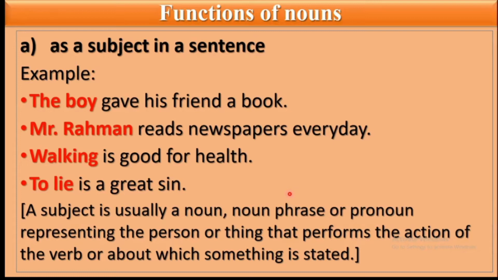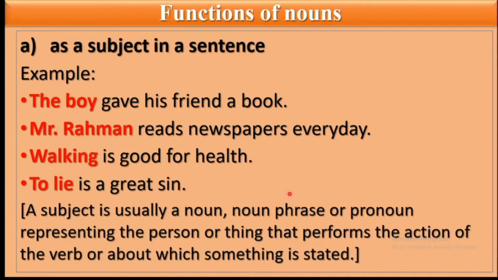Second one: Mr. Rahman reads newspapers every day. So who reads newspapers? Of course, Mr. Rahman reads newspapers. So Mr. Rahman in this sentence is performing the action of reading. Walking is good for health. In this sentence, walking is the subject of the verb is. And in the last sentence, to lie is a great sin. To lie is the subject of the verb is.